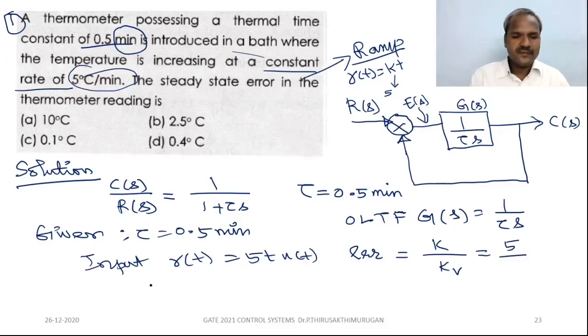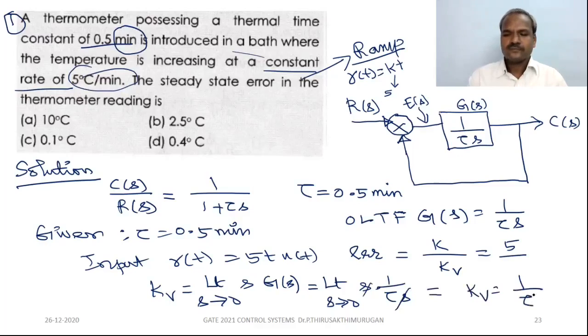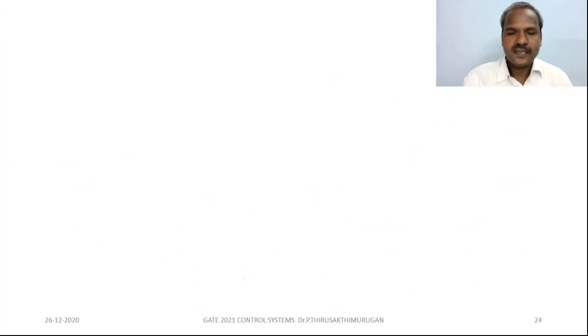So what is Kv? Kv, the velocity error constant, equals limit S tends to 0 of S into G of S. Here G of S is 1 by tau S. So S cancels, only tau remains. So Kv equals 1 by tau.